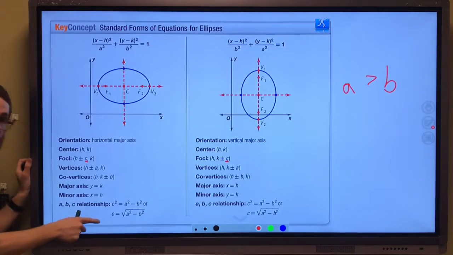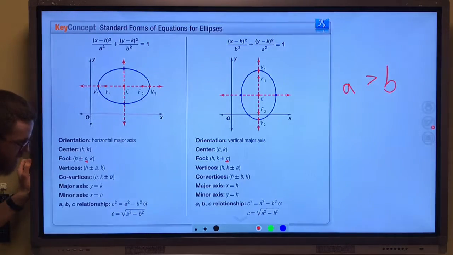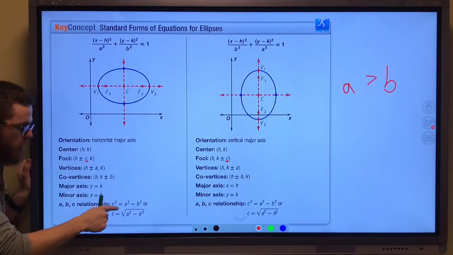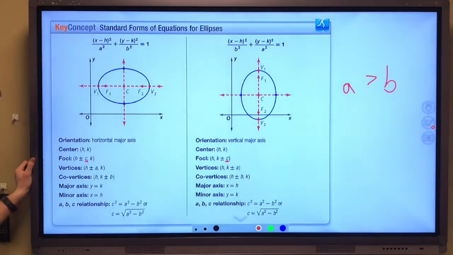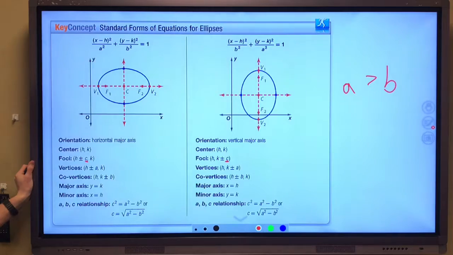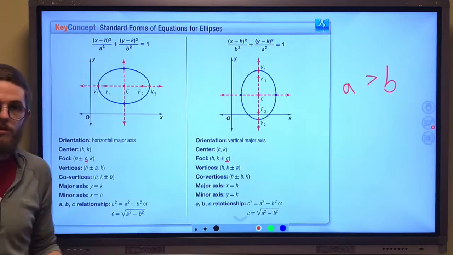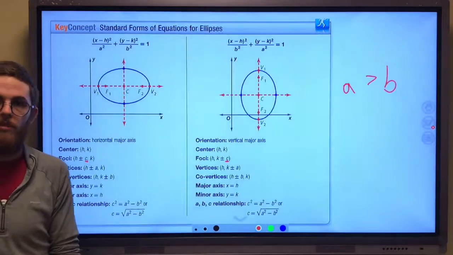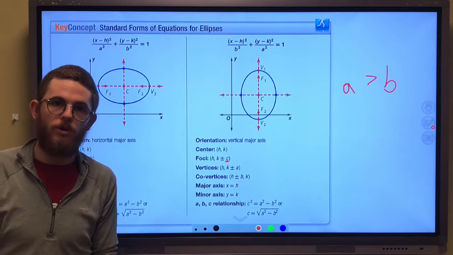Now to obtain c, c squared equals a squared minus b squared. So we have a and b, we can find c. That was a lot of information. Take notes if you need to. Now we'll go look at some problems.